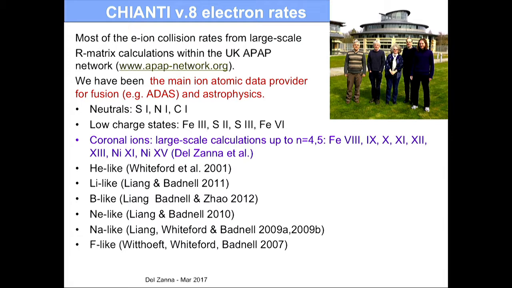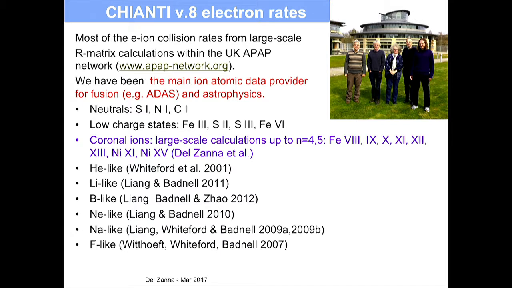They are here. It's called the APAP UK Network. And we've been providing basic rates and cross sections for the fusion community through, for example, ADAS. Some of you have probably heard about the ADAS atomic database. And we also provide this data to the Chianti atomic database and, actually, to most databases around the world.